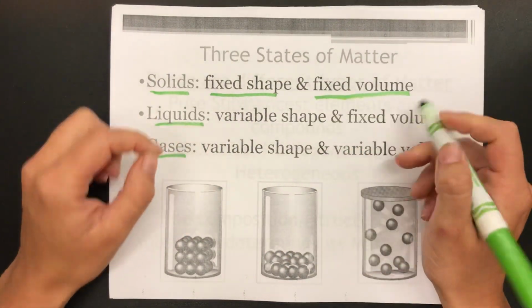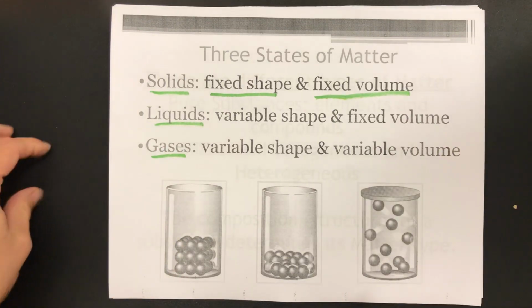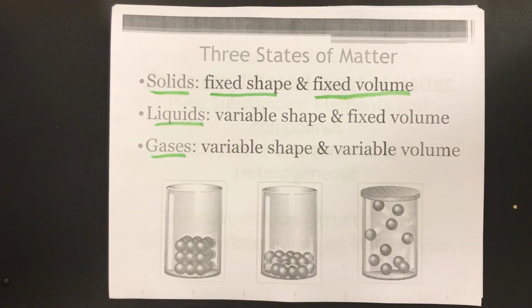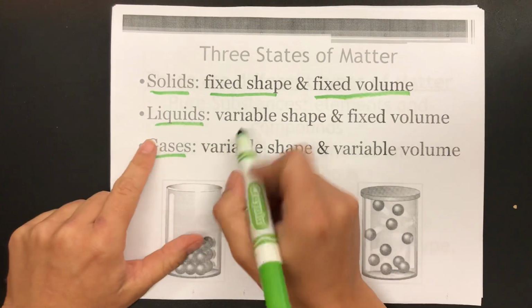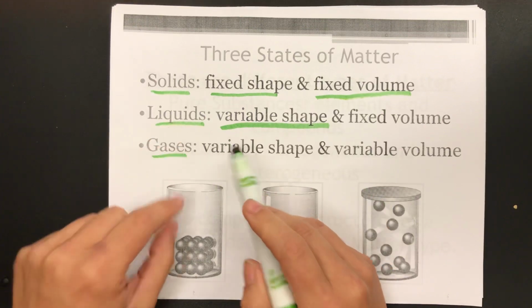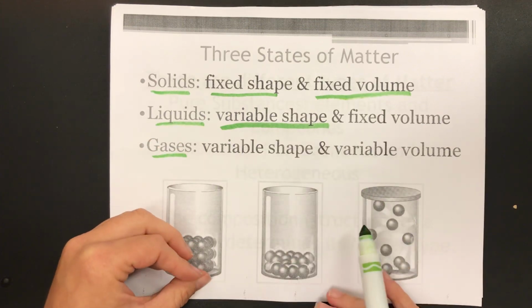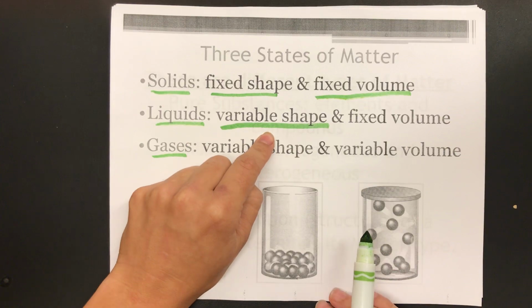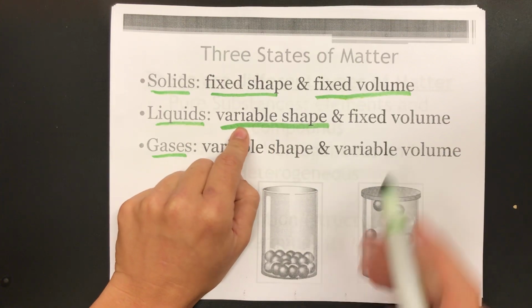Fixed volume, same thing. If I were to take a marble off the table and put it into a cup, does its volume and shape change? No, it is a solid. Liquids, the word variable means it can change. So a liquid, if you take it from one container and put it into another, it takes the shape of the container, meaning its shape changes.